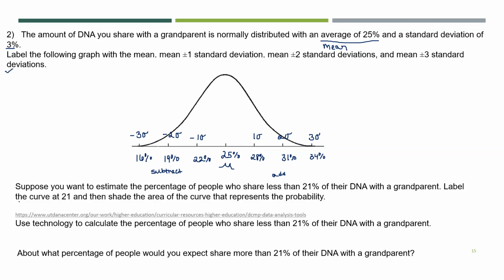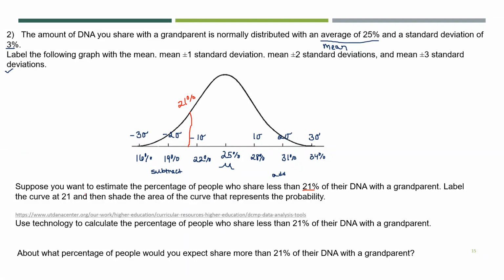So checking that off. Then it tells me, suppose you want to estimate the percentage of people who share 21% of their DNA with a grandparent. So it says label the curve at 21 and then shade the area that represents the probability. So I am figuring out where 21% would be, and I'm going to draw a line there. I have 22 labeled, I have 19 labeled, so 21 would be a little closer to 22 than to 19. So right here, this red line is the 21% line.